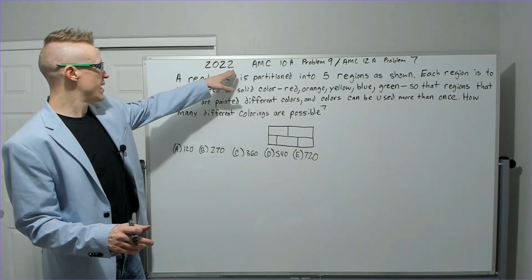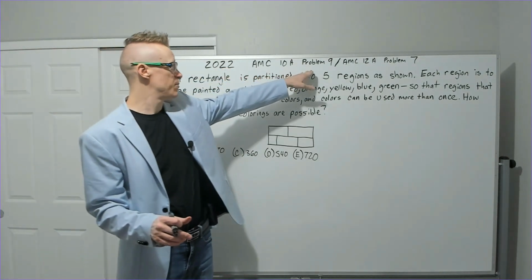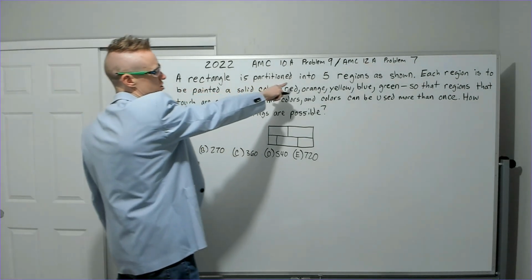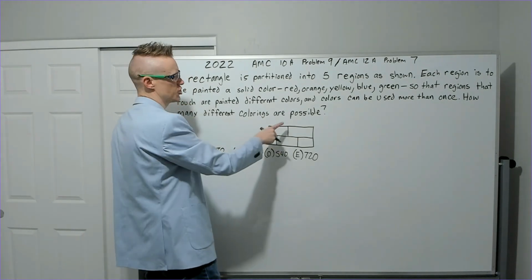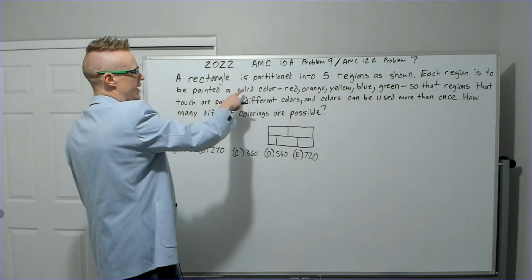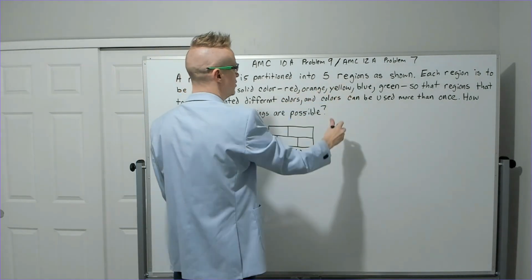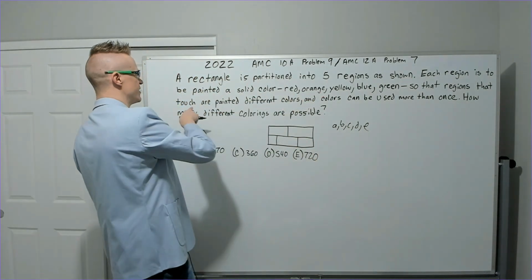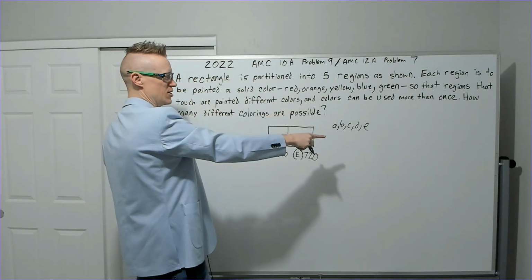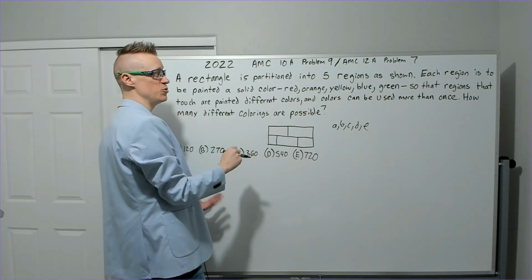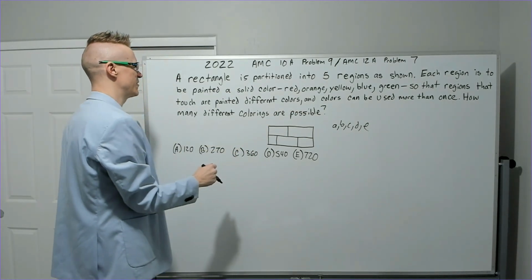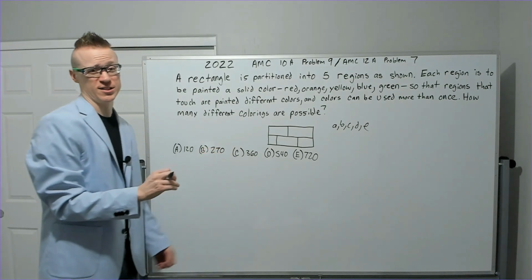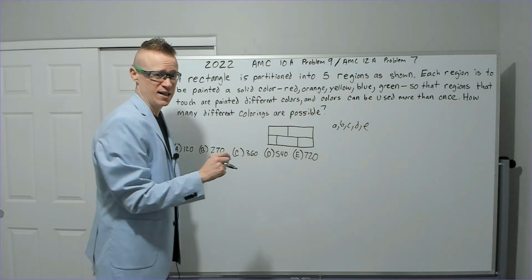Okay, so continuing now, we have the 2022 AMC 10A Problem 9. It's also the 12A Problem 7. A rectangle is partitioned into 5 regions as shown. Each region is to be painted a solid color, red, orange, yellow, blue, or green, henceforth known as A, B, C, D, and E, so that regions that touch are painted different colors, and colors can be used more than once. How many different colorings are possible? You have kind of two approaches here. One, you could do casework.